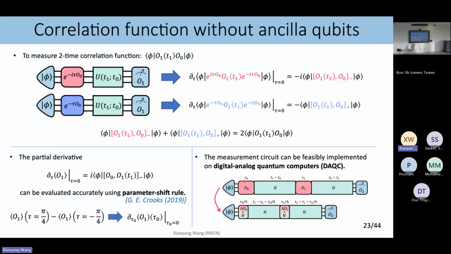And additionally, our method can be naturally realized on the digital-analog quantum computer, which has been rapidly developed in recent years, which means that in our method, we don't have to turn on and off the native evolution of the quantum system of the analog quantum platform, such that the measurement will be very robust to the noise.